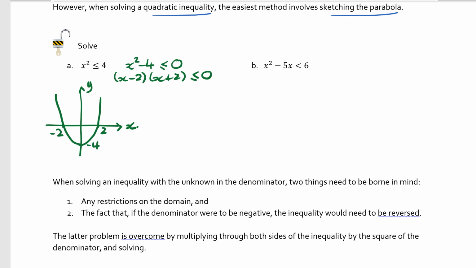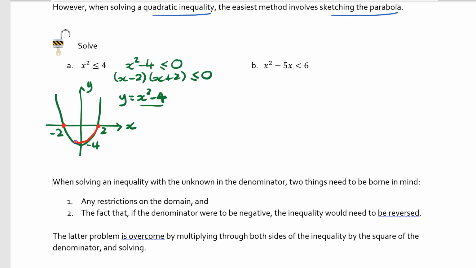Now think about what this parabola actually is. This parabola is indicating the y values for different x values. But what are the y values? Well, because this is the parabola, y equals x squared minus 4, those y values are values of x squared minus 4. So where are those y values less than or equal to 0? They're less than or equal to 0 in this part that I will shade red. So they're equal to 0 at minus 2 and plus 2, and they're less than 0, in other words they're negative, for this part of the curve.